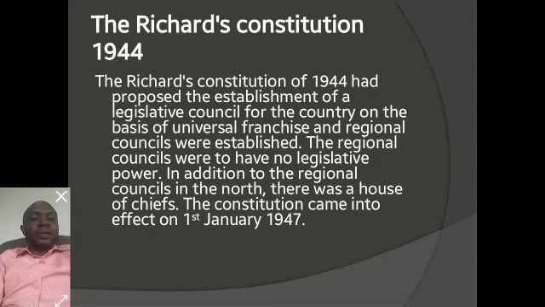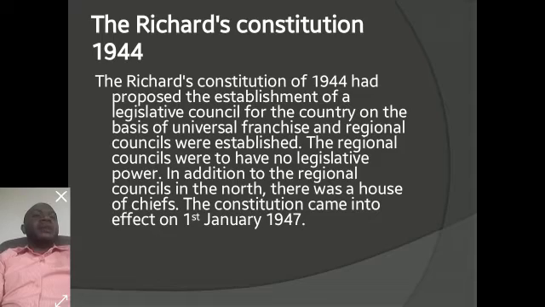In addition to the regional council in the north, there was a House of Chiefs. The constitution came into effect on 1st January 1947. Now we see a constitution that brought legislative council based on universal franchise, but then this council did not have any legislative power. So why were they then called legislative council?